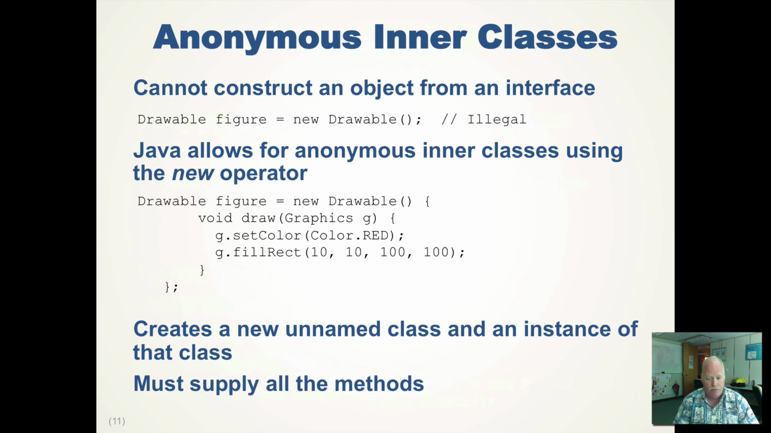This is helpful for creating one-time instances. It's often very helpful for passing into methods that require a variable of the type of some interface or of some class. We can actually instantiate a new one on the fly with very specific behaviors because we have to implement all the methods in that interface.